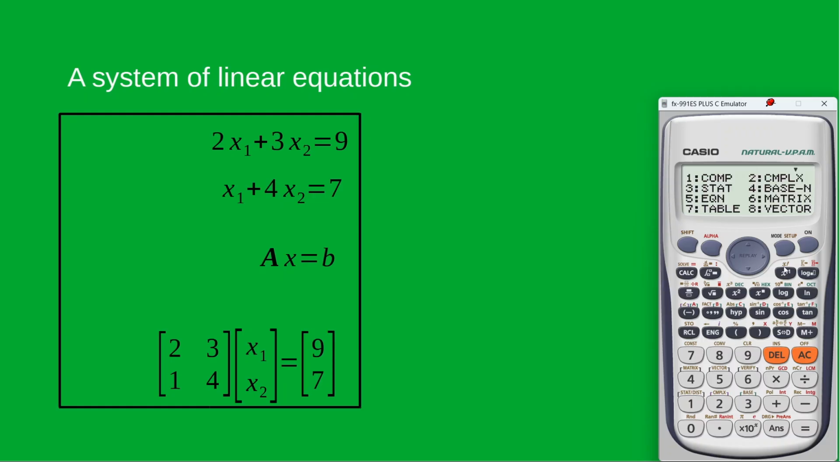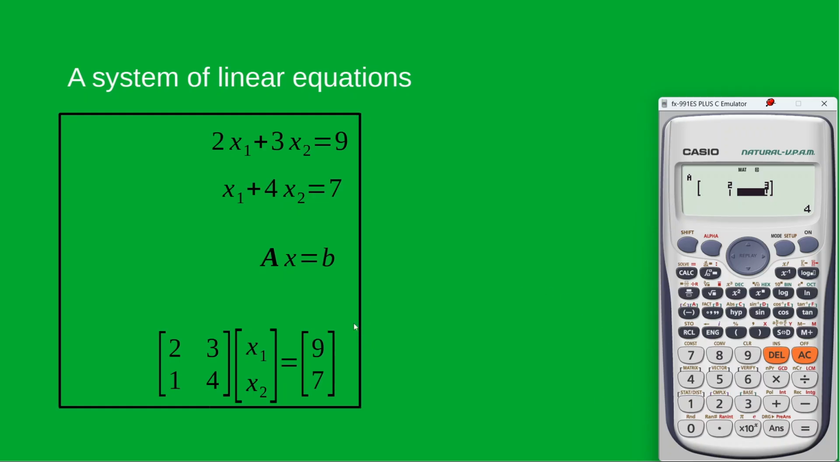Now let's go and enter matrix A. So that's going to be mode 6, 1 and 5 for a 2 by 2 matrix, and we enter the matrix, that is 2, 3, 1, 4.